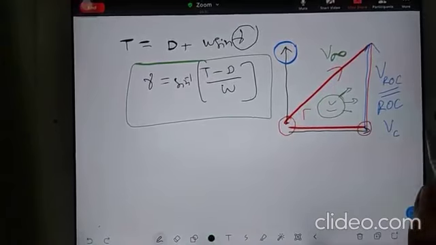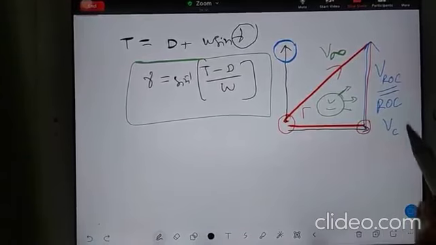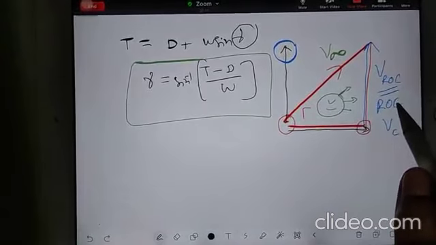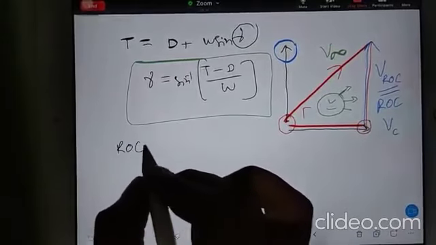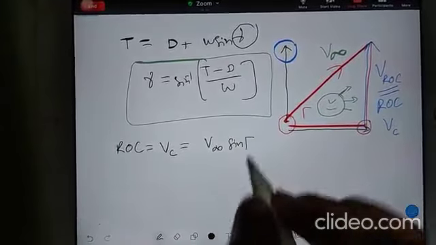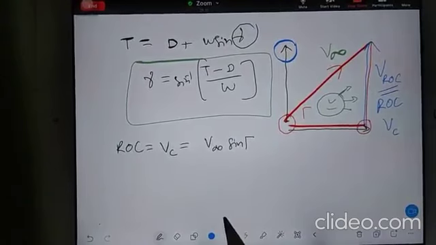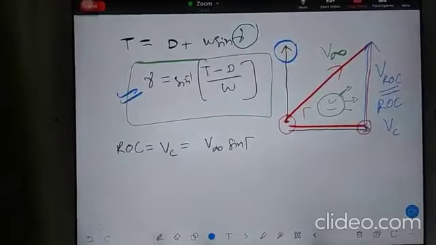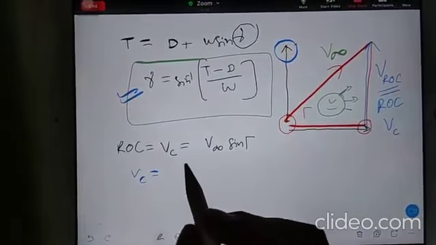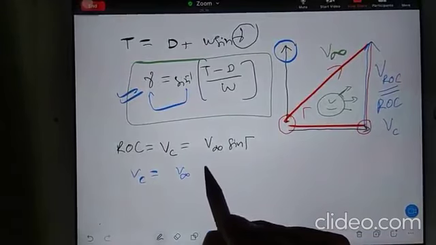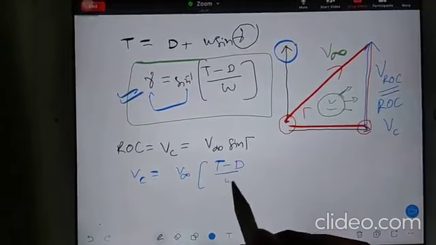Okay, see now. We have ROC. What is ROC? ROC is the vertical component of the free stream, so it is going to be V infinity sine gamma. So your ROC, or your VC, is nothing but V infinity sine gamma. And sine gamma you can find from this equation. So your VC you can write as V infinity times (T minus D) by W.